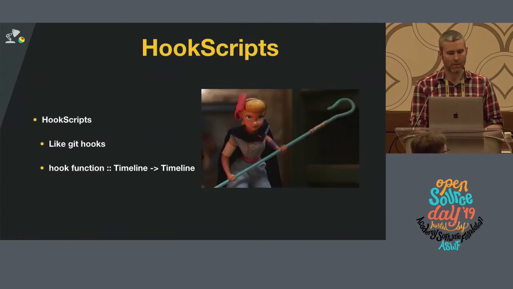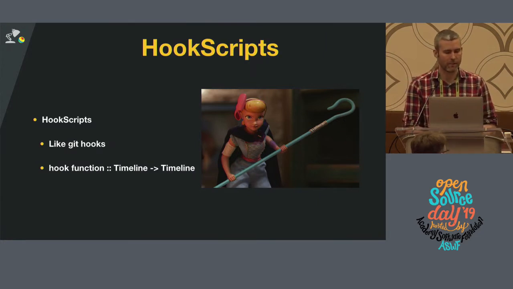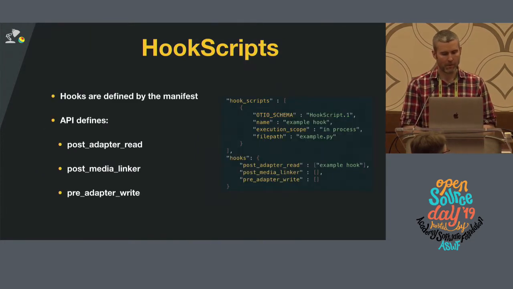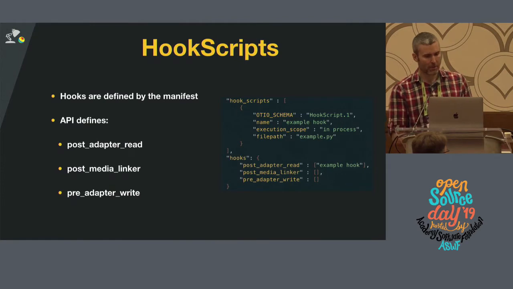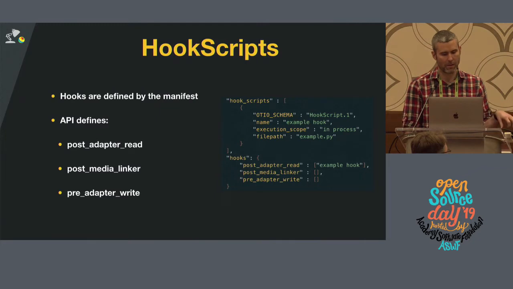So we introduced the idea of hook scripts. These plugins are modeled after Git hooks, if you've encountered those. It's all Python, and a hook script is a function that takes a timeline and returns a timeline, and has the opportunity to operate on the entire timeline in one shot. The hooks are defined by the manifest. On the right, this is what the plugin manifest looks like. You can point at a particular hook script that lives in a Python file, and then attach that hook to these events that we describe.